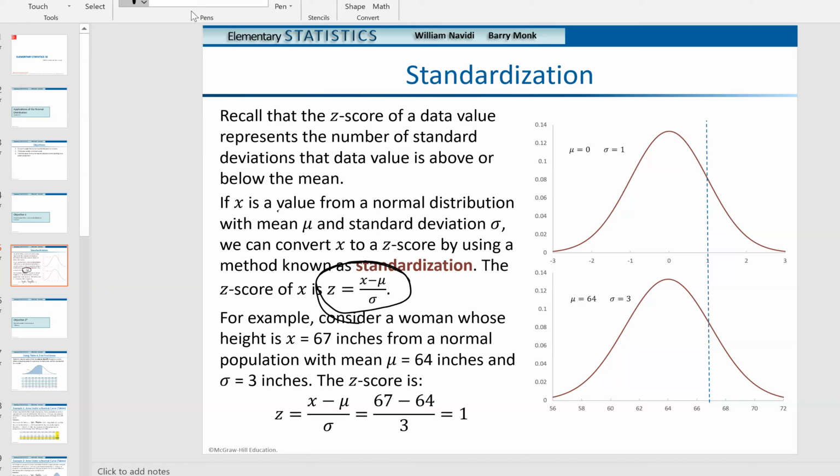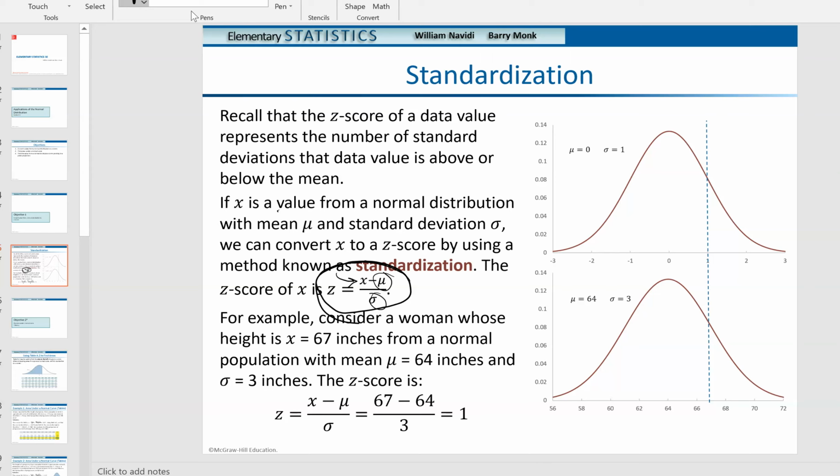Things to watch out for in this formula are mu is given and standard deviation is usually given, and x is the value they usually give you in the word problem. You have to make sure you have it in the right order, x minus mu. That way you'll end up with the correct number, either positive or negative.